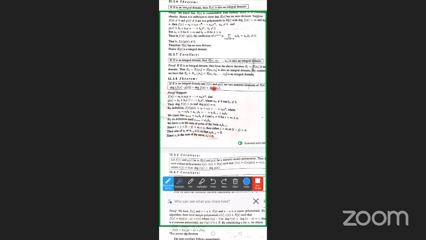Next, if R is an integral domain and f of x and g of x are two non-zero elements of R of x, then the degree of f of x into g of x equals the degree of f of x plus the degree of g of x. So this is the condition to note, and we can remember this condition. Degree of f of x into g of x is equal to degree of f of x plus degree of g of x.